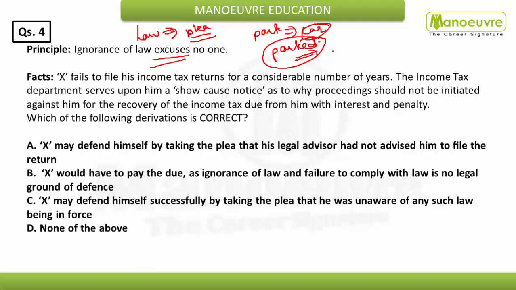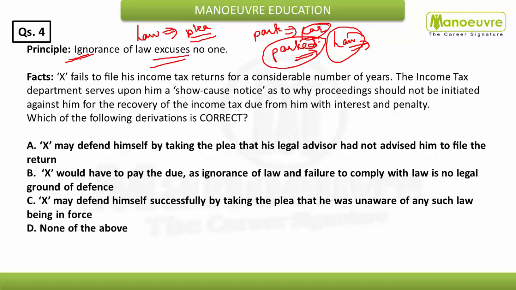Does the police actually listen to you? He does not. Why? Because ignorance of law excuses no one. If it is a law, it is a duty of the citizens that you should know the law, okay? So this is what it is trying to tell you. Now these are also again based on the maxims. So it is very important.